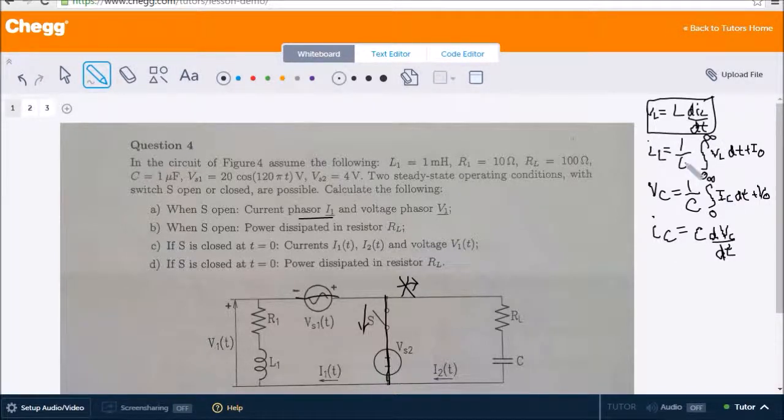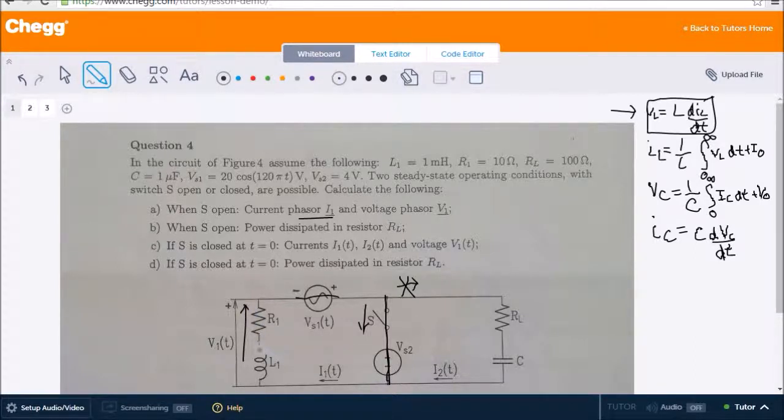So the next thing we'll need to do is find the voltages. Well, if we know the currents, because we're about to solve for them, we can find the voltages by these equations right here. So we're going to know this current. This current right here is I1. That's I1 right there.